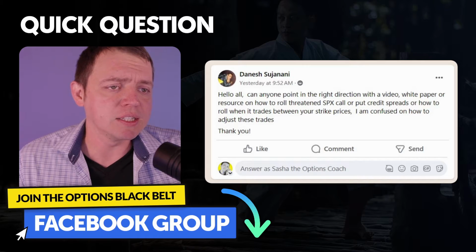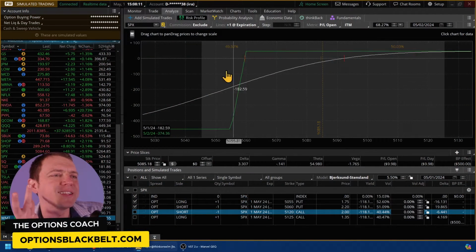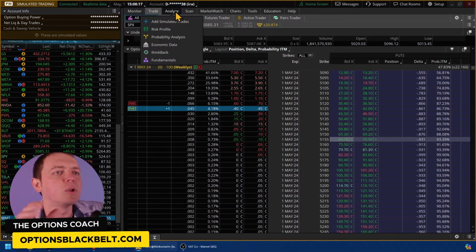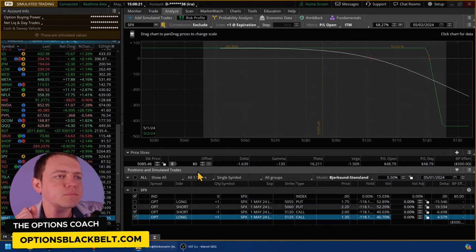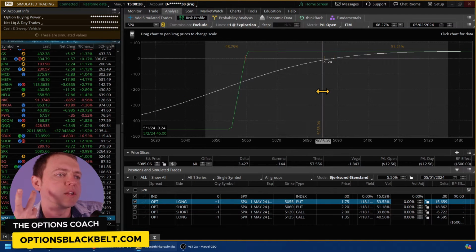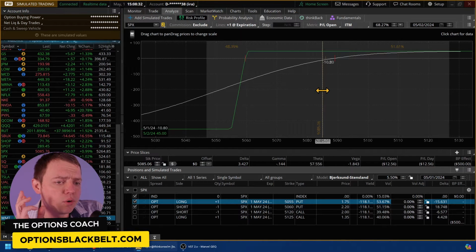But anyways, as we take a look at this, I just put on an SPX credit spread. This is a 0-day credit spread, just to get some action and get something into some trouble. Just to give you an idea, I put on two of them, and one is winning over here, this is the call side, and one is losing over here on the put side. So there's a couple of different things to think about when you're rolling.